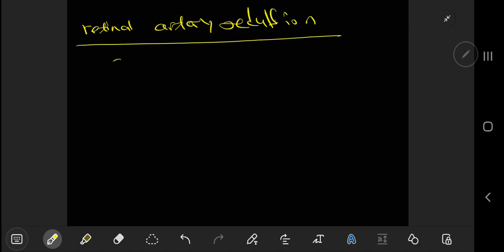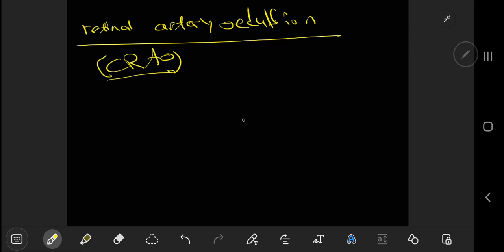Okay, let's talk about a very interesting question. In retinal artery occlusion, central retinal artery occlusion or branch retinal artery occlusion, let's talk about CRAO, central retinal artery occlusion.